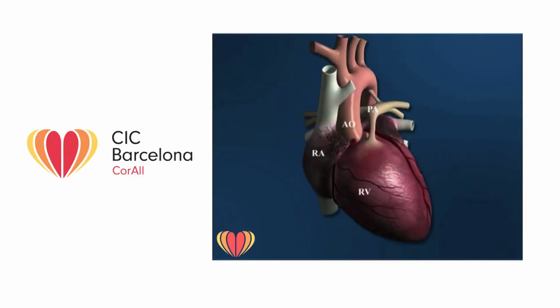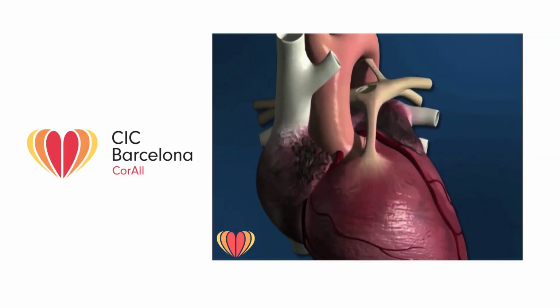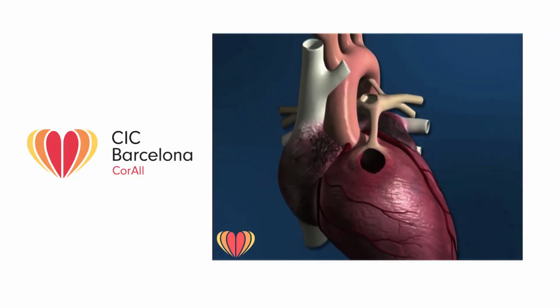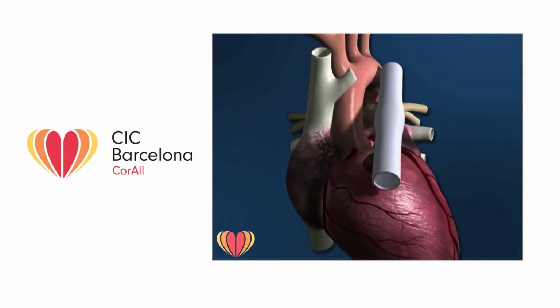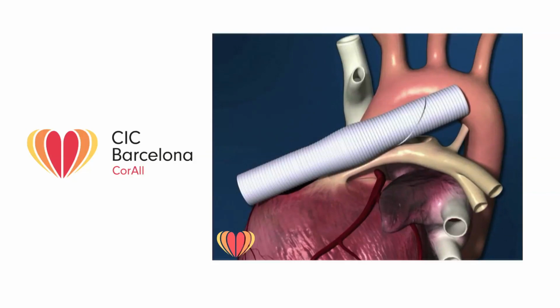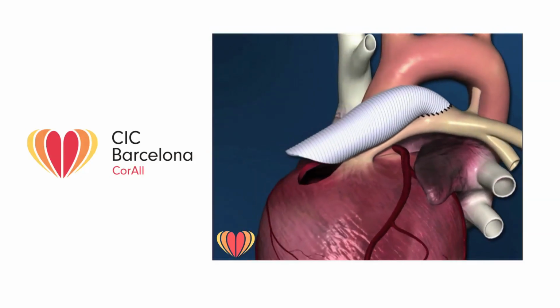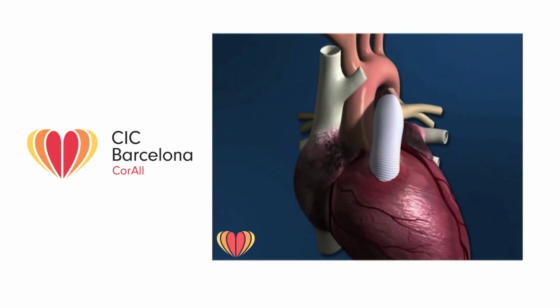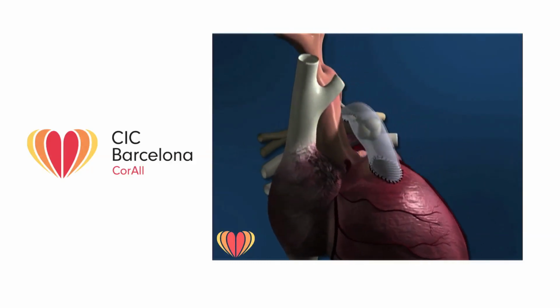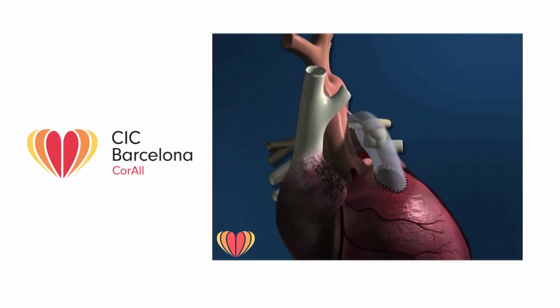With severe hypoplasia of the pulmonary trunk, a valve conduit should be used. In the animation, the valve conduit is placed between the right ventricle and the pulmonary artery bifurcation. Through the valved conduit, blood flows directly from the right ventricle into the pulmonary artery.